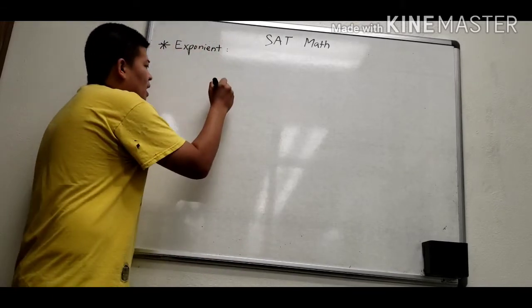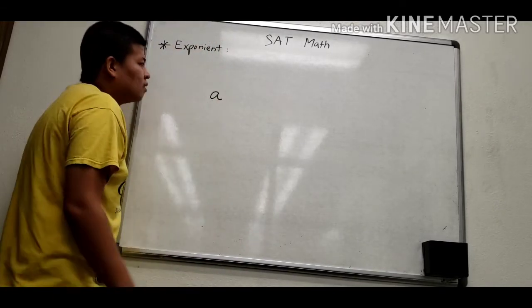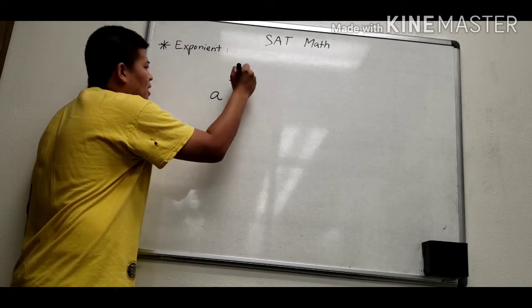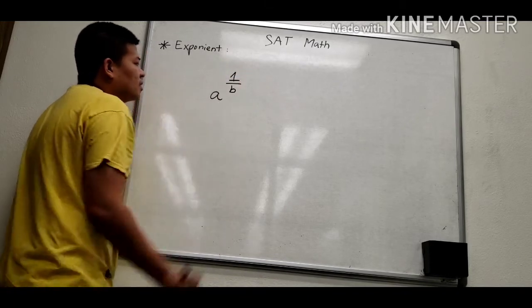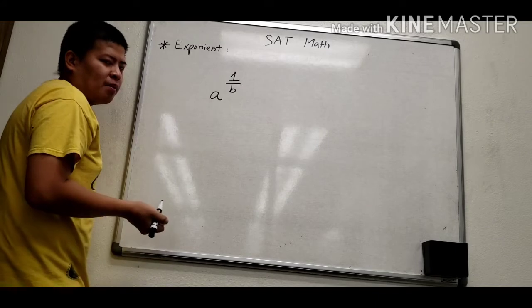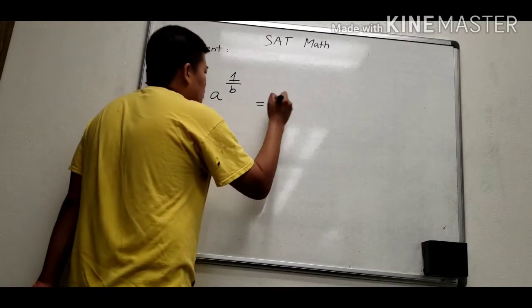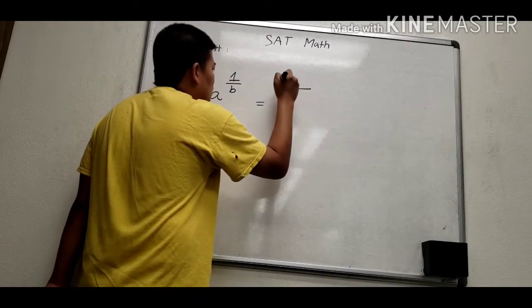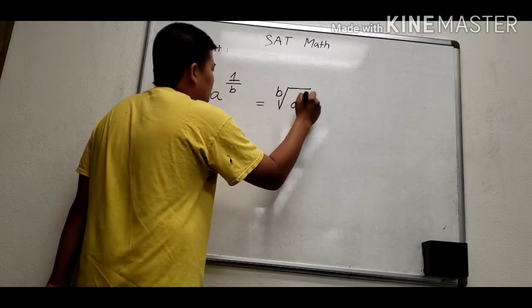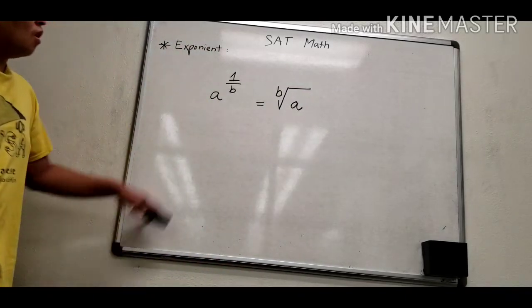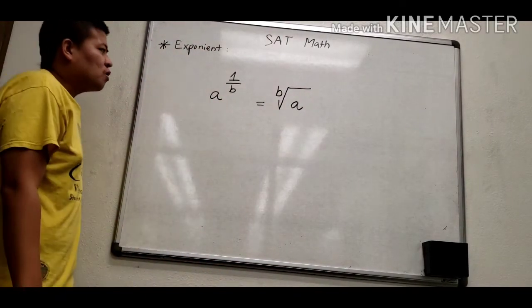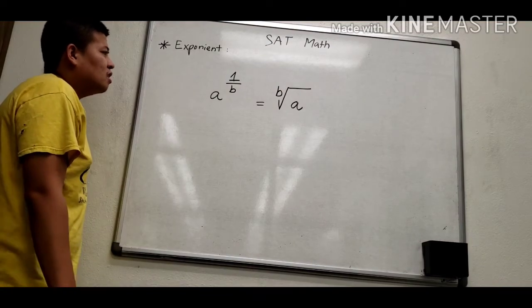we have a in here, and we have 1 divided by p. 1 divided by p, you can transform them to the root, with b and a. So this is the fourth formula of exponent.